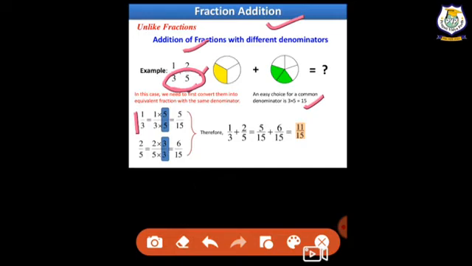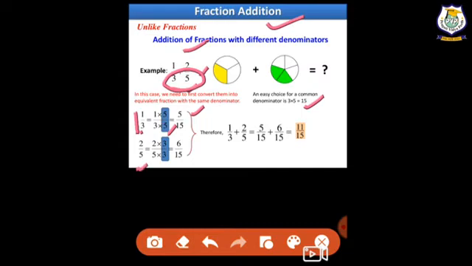So LCM of 3 and 5 is 15. It means you will have to make the denominator 15. 3 is there, so for making the 3 into 15, we have to multiply it by 5. Now it is 15, and 1 becomes 5. Same thing here, we will have to make that 5 into 15, so we will have to multiply it by 3.